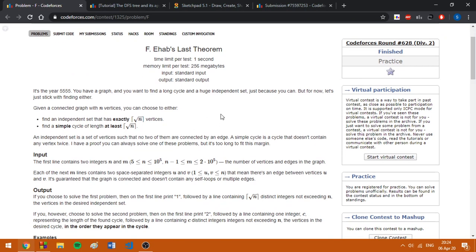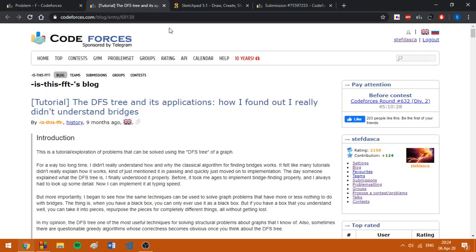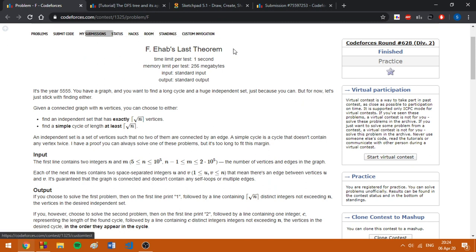We must find an independent set which has exactly square root of n vertices, or we must find a simple cycle of length at least square root of n, and the graph is guaranteed to be connected. If you don't know the concept of DFS trees, which is required for this solution, please check out this blog. The link will be in the description. Now let's move on to the solution.